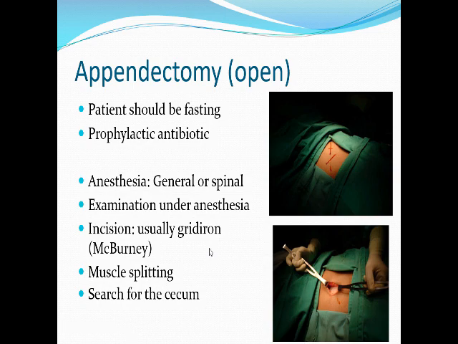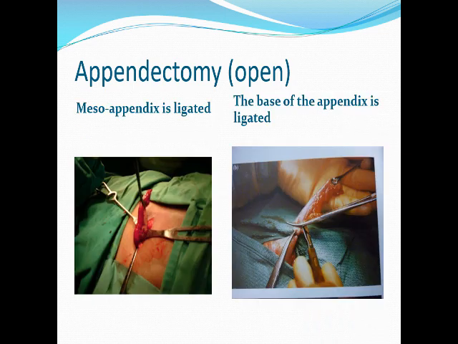After I open all the layers and open the peritoneum, I'm searching for the cecum. When you find the cecum, deliver the cecum, follow the tinea coli. Now you can reach the base of the appendix. After you reach the base of the appendix, you ligate the mesoappendix and cut it. And after that, you ligate the base of the appendix, ligation here, crush here, and put your cautery here and cut here. Now the inflamed appendix is removed and we have only this stump remaining.